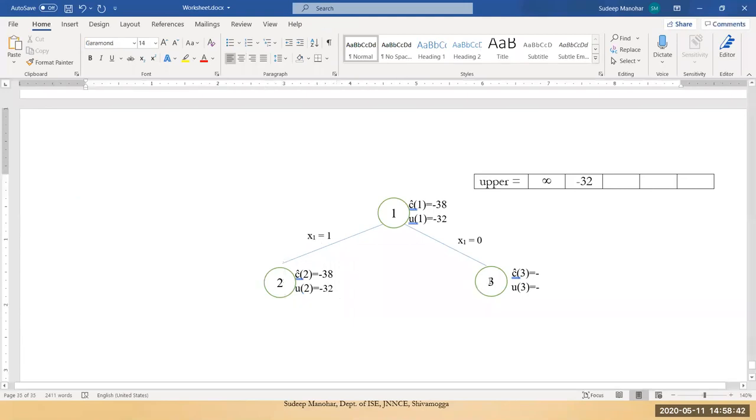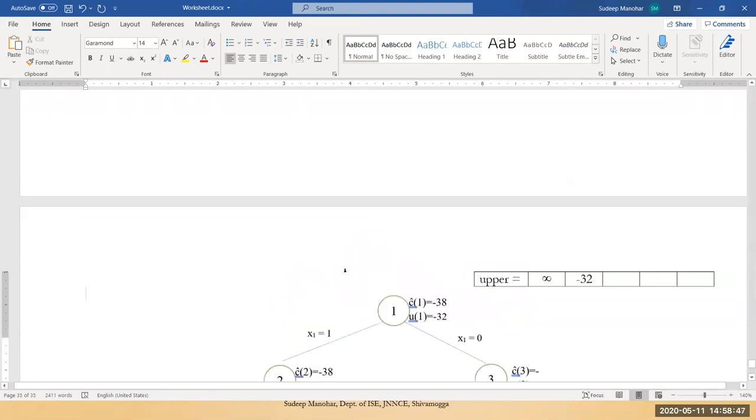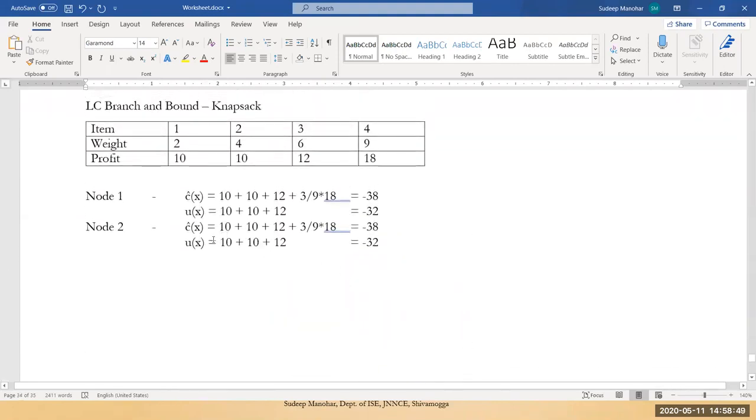Coming to node number 3. Node number 3, what it tells, you are not supposed to consider item number 1. Don't consider item number 1.